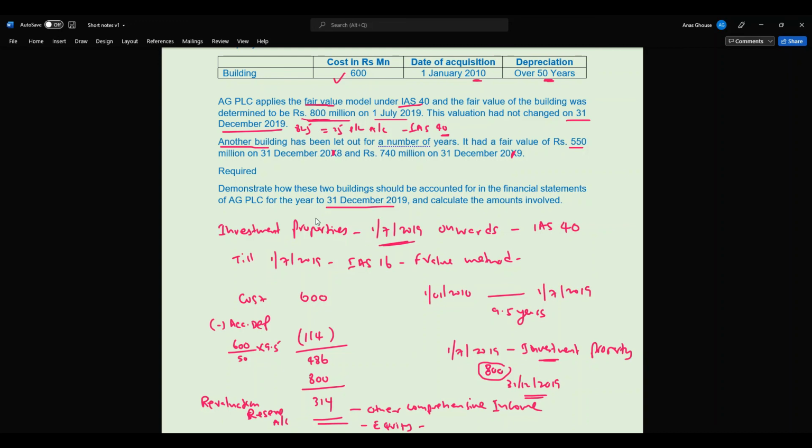However, the other building has been let out for a number of years. It had a fair value of 550 million on 31st December 2018 and 740 million on 31st December 2019. So this is an investment property. Therefore, 740 minus 550, that is 190 million, will be transferred to the profit and loss account, in accordance with IAS 40.